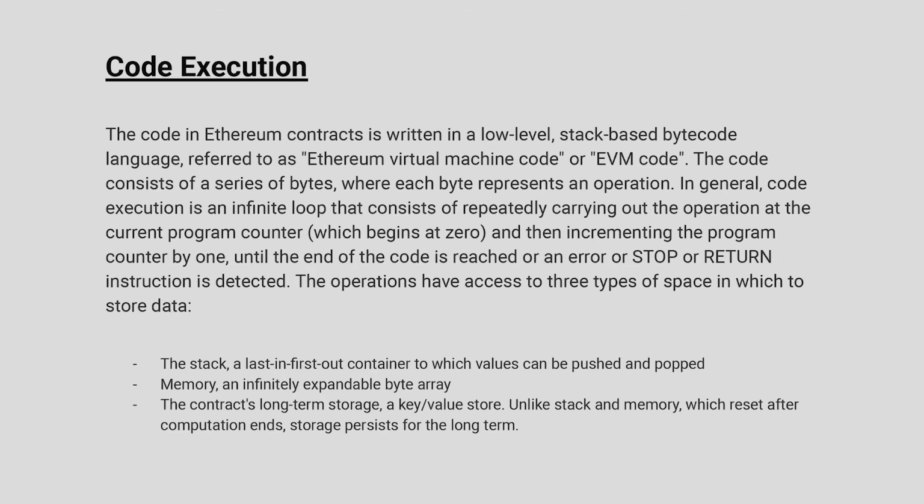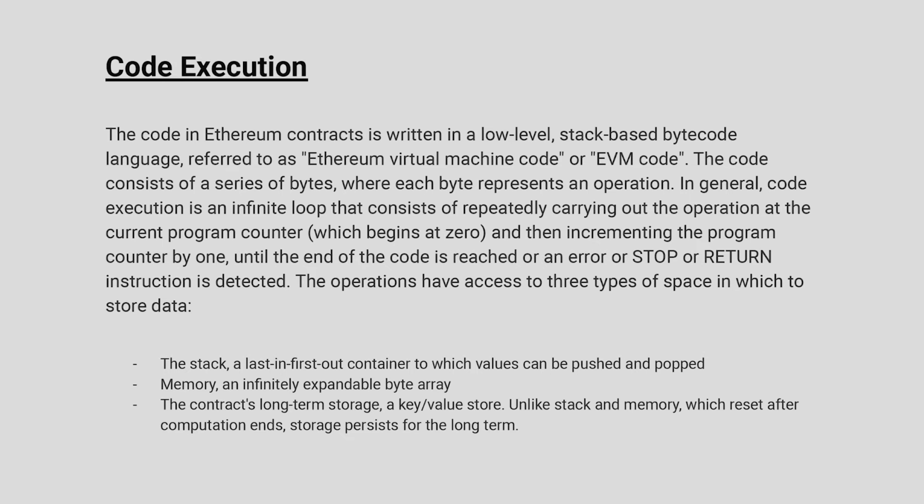The code consists of a series of bytes where each byte represents an operation. In general, code execution is an infinite loop that consists of repeatedly carrying out the operation at the current program counter, which begins at 0, and then incrementing the program counter by 1 until the end of the code is reached or an error or stop or return instruction is detected.